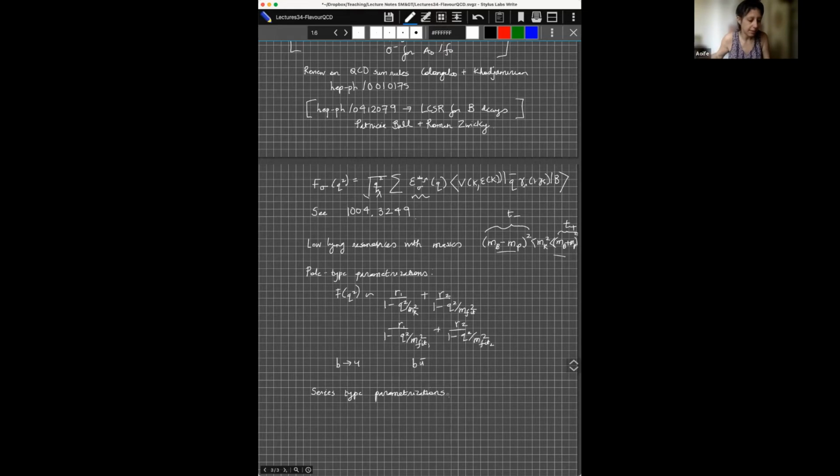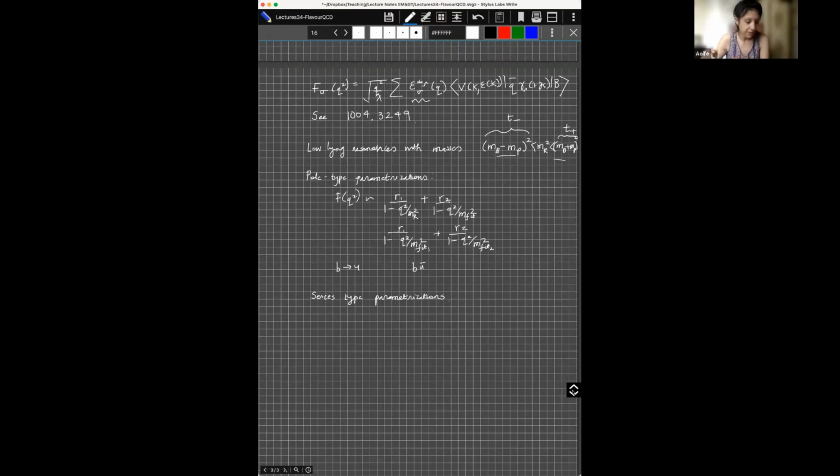Okay, so I'm going to sketch the derivation of the bounds on these parameterizations, but I'm not going to be able to do it in 100% detail. So I guess in order to fully understand, you need to read yourselves afterwards. So the basic parameterization, we call it the series expansion. It's also called the BGL parameterization.